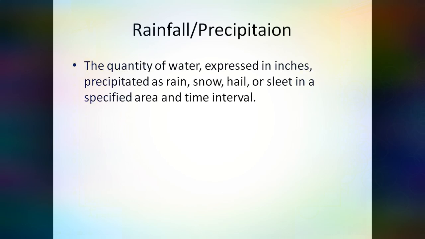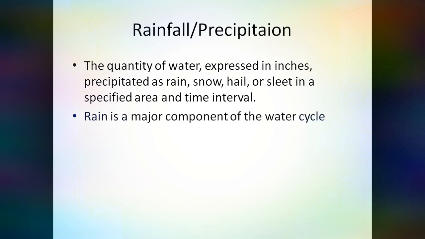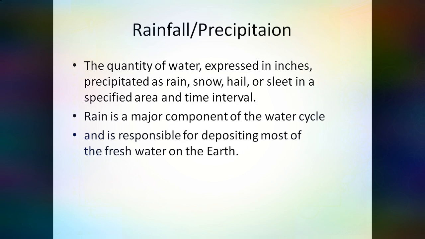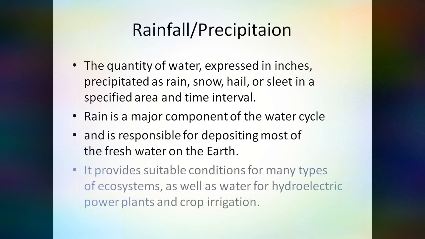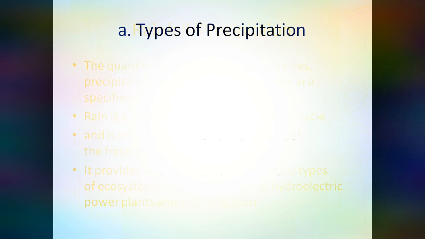The quantity of water, expressed in inches, precipitated as rain, snow, hail, or sleet in a specified area in a time interval is known as rainfall or precipitation. Rain is a major component of the water cycle and is responsible for depositing most of the fresh water on the earth. It provides suitable conditions for many types of ecosystems as well as water for hydroelectric power plants and crop irrigation.